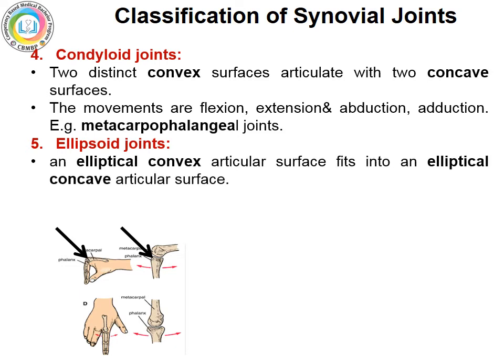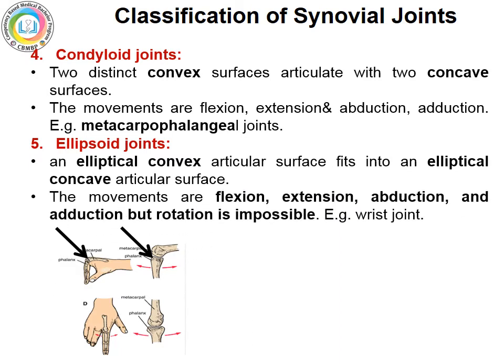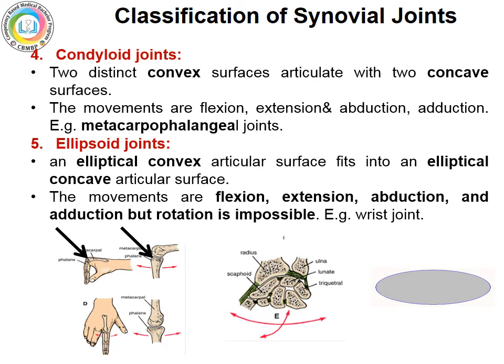Ellipsoid. Elliptical convex articulates with elliptical concave, but the movements are flexion, extension, abduction, adduction without rotation, like wrist joint. Let us see, what is the ellipse? Ellipse is like this figure. The joint has a cavity. Here is the articular surface, convex with concave, but not round. It is ellipse in shape. Thus the movements are flexion, extension, abduction, and adduction without rotation, like wrist joint.